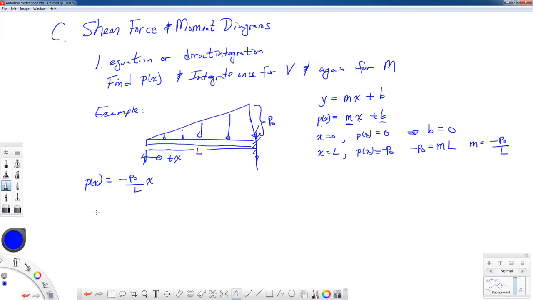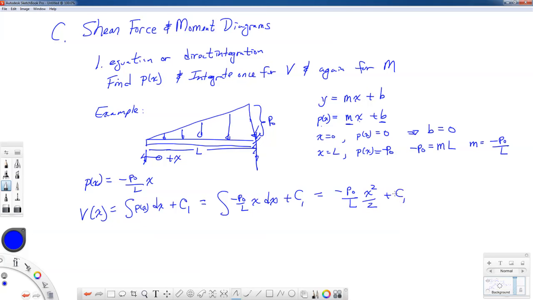Well, knowing that V of x is equal to the integral of p of x dx plus a constant of integration, call that C1, now I can put that in here, and I'm left with integrating minus p naught over L times x dx. And I get, let's see, I add 1 to the exponent, and I divide by the new exponent, and then I have this constant of integration.